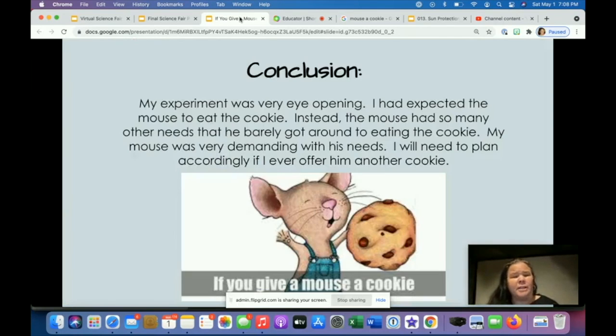My conclusion is that, first of all, my experiment was very eye-opening. I had expected the mouse to eat the cookie, but instead, Mouse had so many other needs that he barely got around to eating the cookie. He was very demanding with his needs. I will need to plan accordingly if I ever offer a mouse a cookie again.